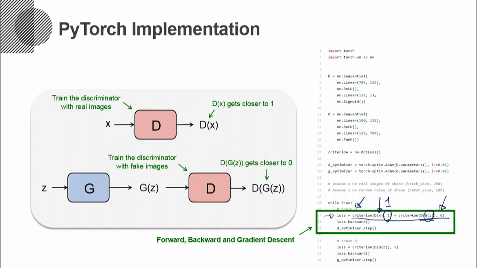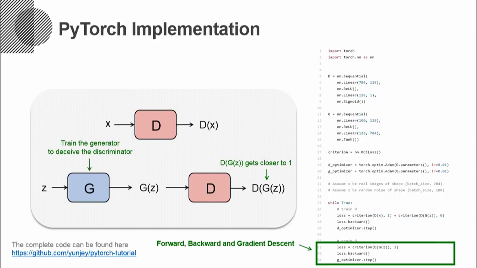So that's how we train our discriminator network. And then in the next step, we have to train the generator network. And then the generator network's criteria is this.